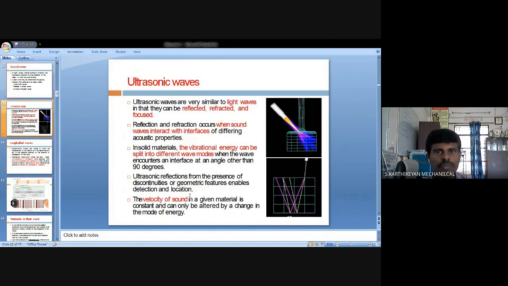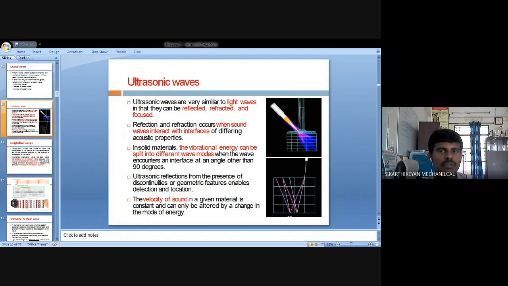Ultrasonic waves are very similar to light waves in that they can be reflected, refracted, and focused. Reflection and refraction occur when sound waves interact with an interface of different acoustic properties.